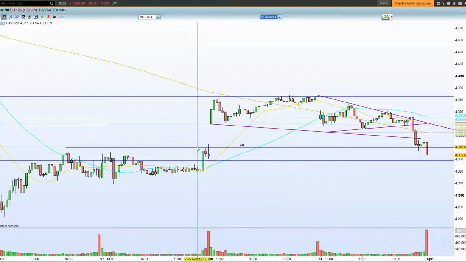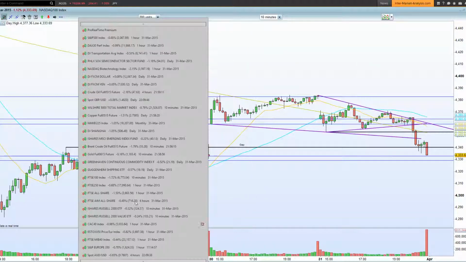I'll declare that I have gone long from the 4344 level because I expected previous resistance equals support to hold here, and obviously we had gap fill below at around 4334. So I am actually long the Nasdaq at this very moment from 4342. My stop loss is at 4312. I'm expecting 4372 on this occasion, from a 10-minute chart, so gap fill support.